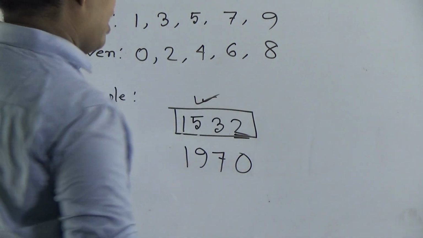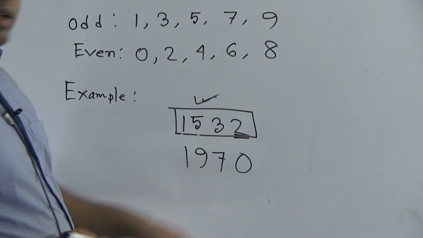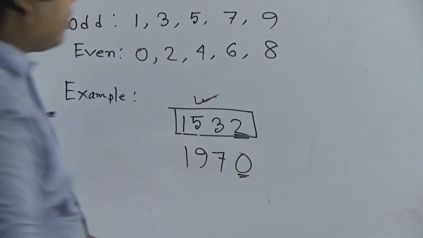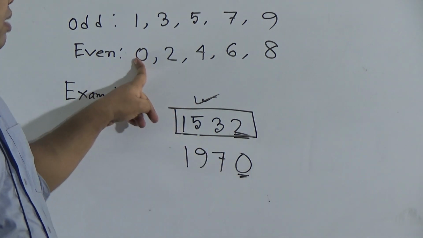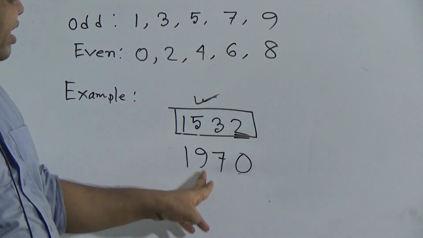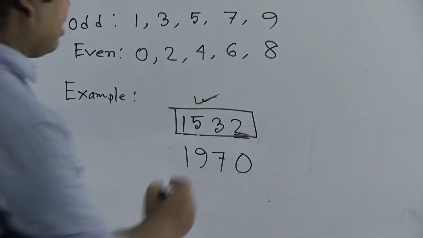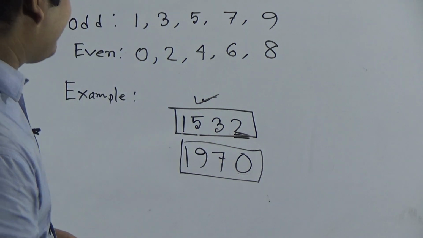Okay, done. And our next number is 1970. Here last number is 0 and 0 is the notation of odd number or even number? Even number. So, we say the total number is even. That means 1970 is even number. I hope you have understood. Okay. So, even number is done.